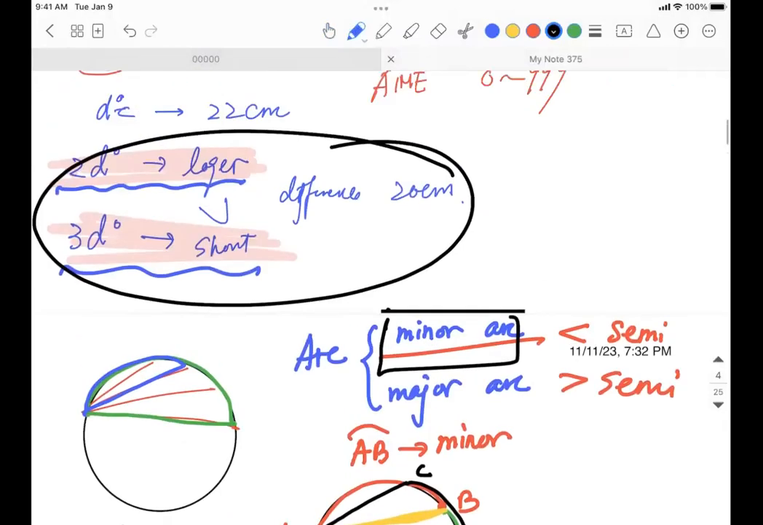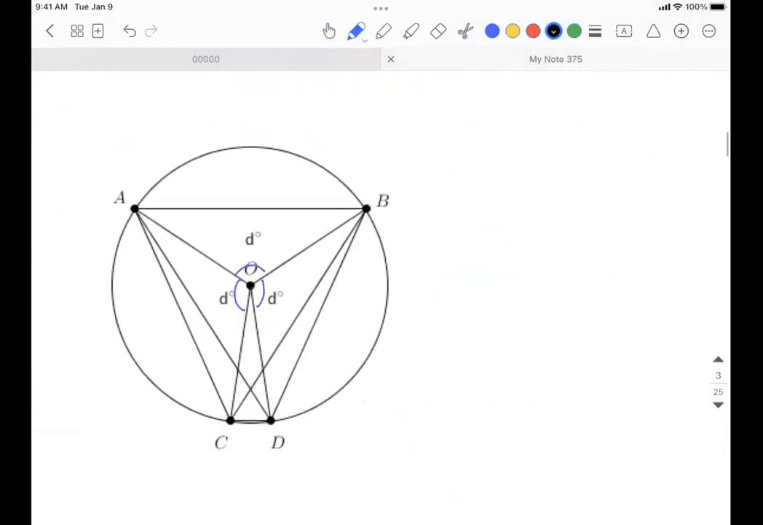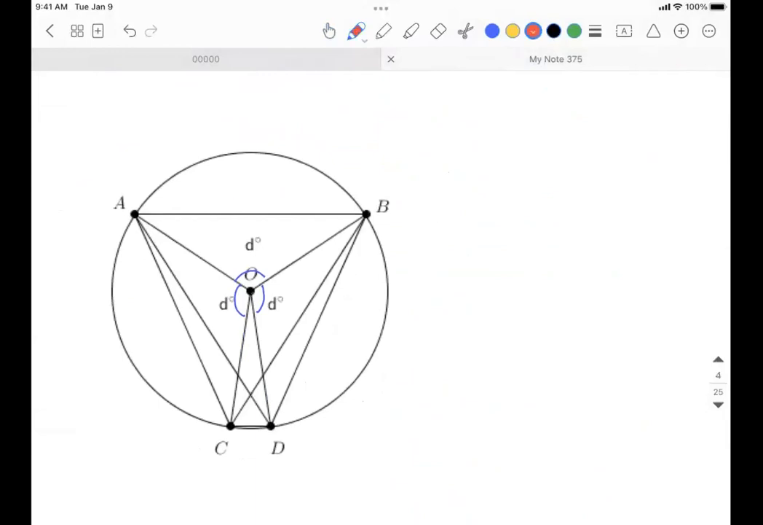The question says, the first one, as long as you have a D degree arc, the facing chord will be 22 centimeters. This is going to be 22 centimeters, right? This is going to be 22 centimeters. Quite understandable, right? I'm going to highlight it. It's going to be 22.